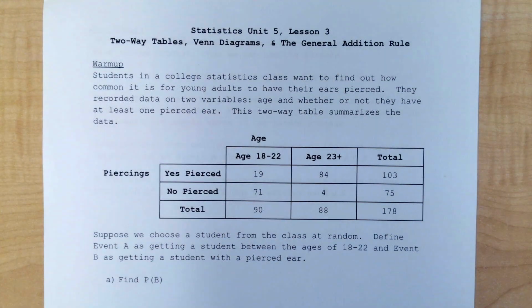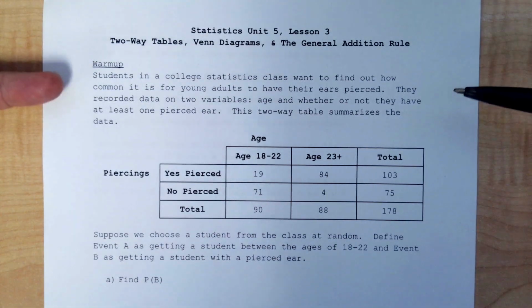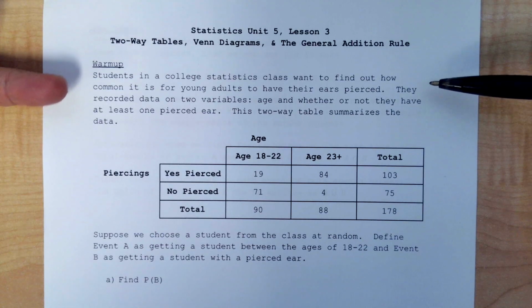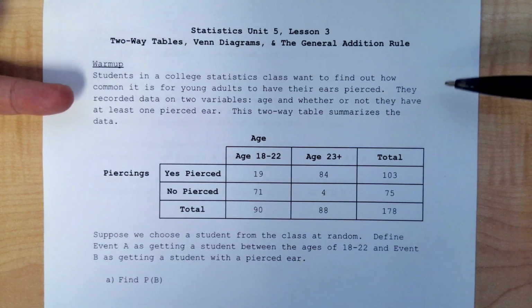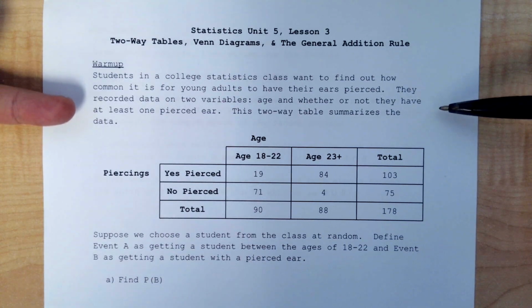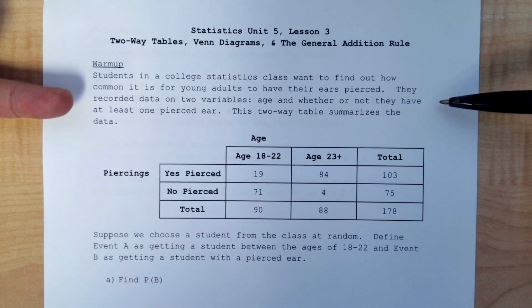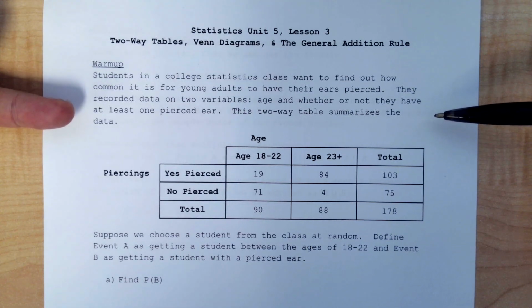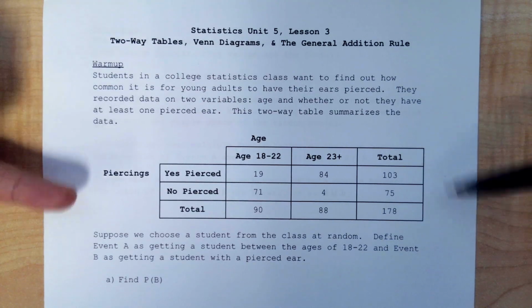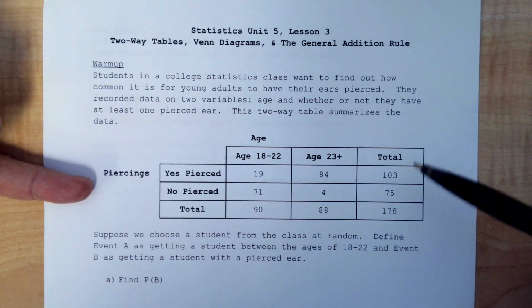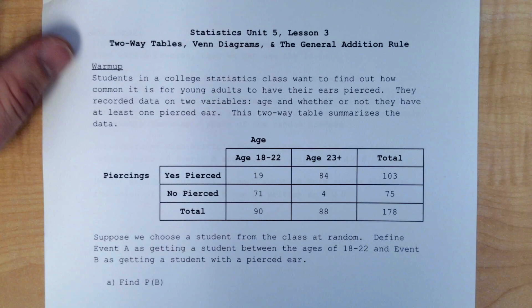Welcome to Statistics Chapter 5, Lesson 3, all about two-way tables, Venn diagrams, and the general addition rule. So here's our warm-up. Students in a college stats class want to find out how common it is for young adults to have their ears pierced. They recorded data on two variables, age and whether or not they have at least one pierced ear.